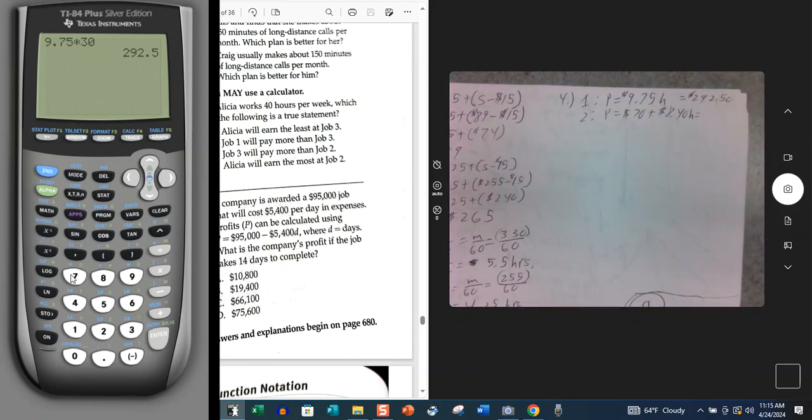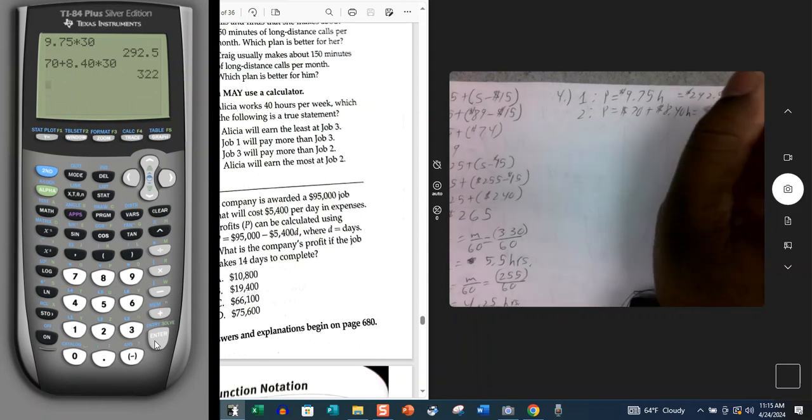Now job two, it'll be 70 plus 8.40 times 30. And that gives us 322.